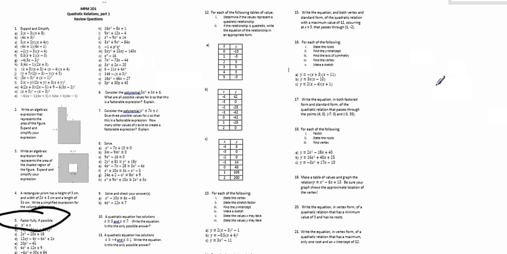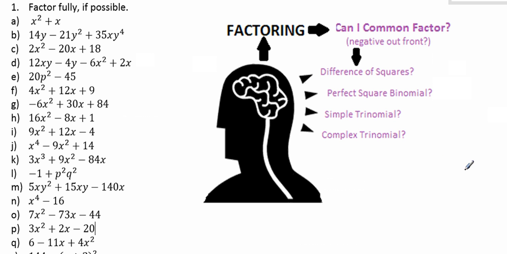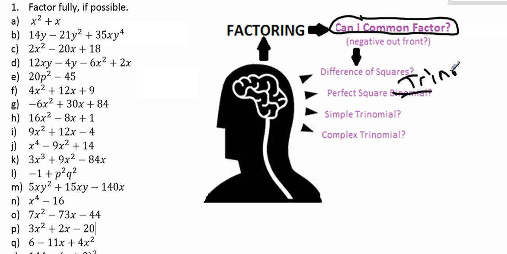I think we did 5J. So let's just pick off where we were. Remember, when you factor, step 1, can I common factor? Always check that first. And common factoring includes looking to see if there's a negative on the first coefficient. If there is, you should factor that negative. Once you've common factored, look and see what you have left over. Is it a difference of squares? Is it a perfect square trinomial? Is it a simple trinomial or a complex trinomial? These are the 4 types we focused on after common factoring.